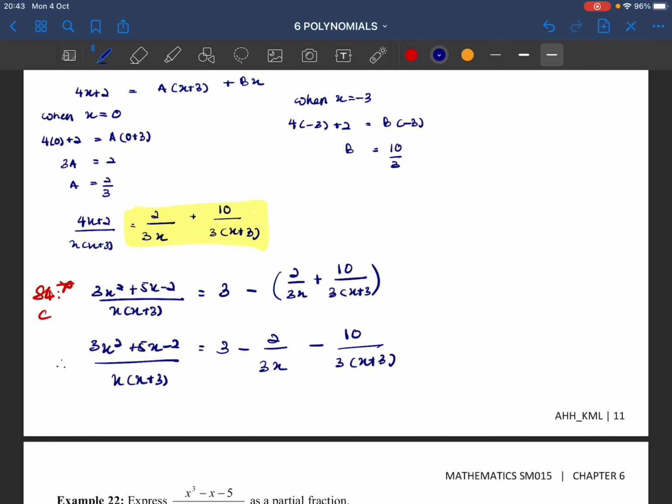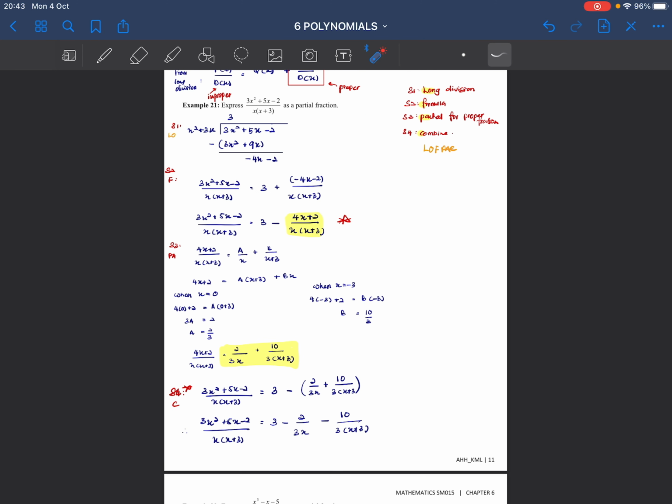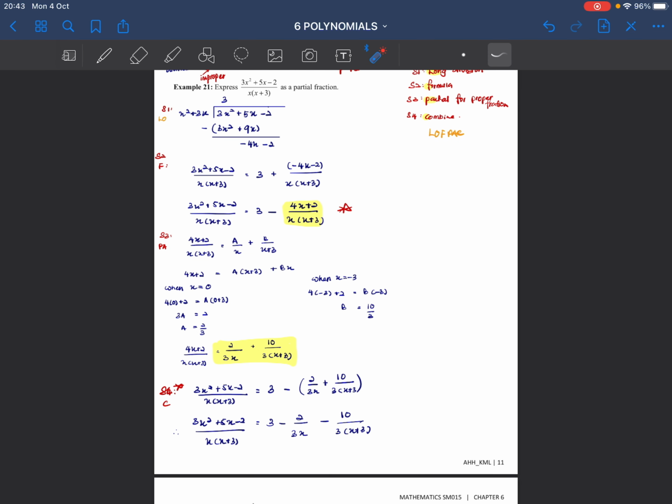Okay, boleh faham ke, nampak ke kat sini? So the first and the second step is basically 6.1. Kita just buat long division dan expresskan long division kita. And the second part is from 6.2. Okay, expresskan partial fraction kita, a proper fraction kita. Yang baru ialah 6.3, kita gabungkan from this expression and this expression. Okay, so now we are going to continue. Okay, lagi sekali. Alright, so from here we are going to turn this into this.